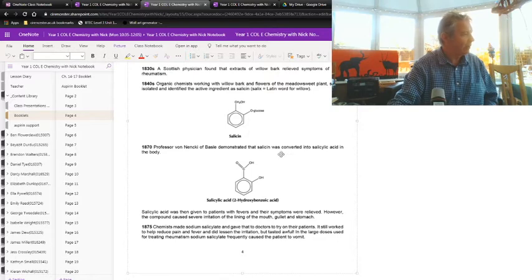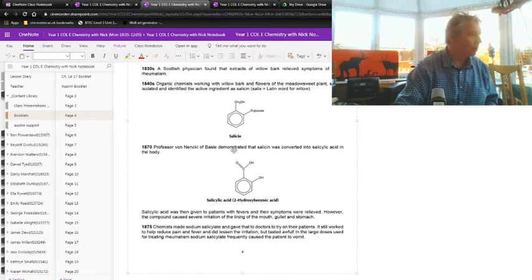So a little bit later on in time, this man from Basel, which is in Switzerland, Professor von Nenke, actually took the salicin and changed it. What you can see here is we've now got a carboxylic acid group, and that's come from this bit here. So this is an alcohol group. It's a primary alcohol, and so it can be quite easily oxidized to a carboxylic acid.